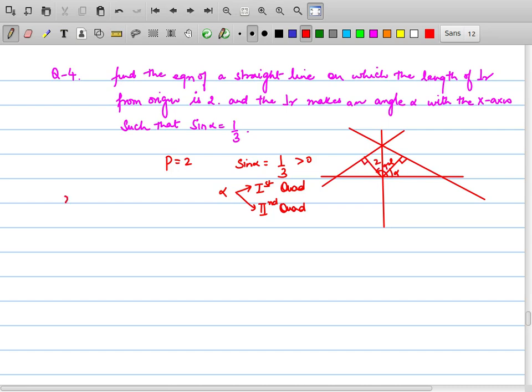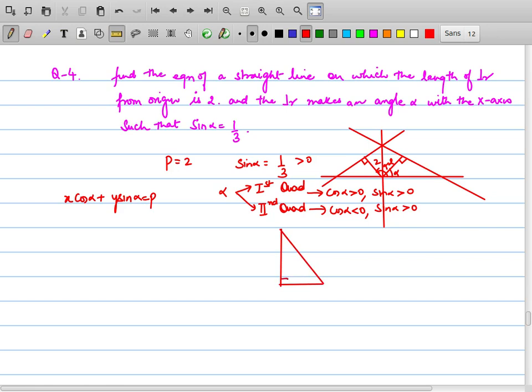The equation that we will use is x cos alpha plus y sine alpha is equal to P, but you should realize that in first quadrant the value of cos alpha will also be positive and sine alpha will also be positive. But in second quadrant, cos alpha will give you a negative output, but sine alpha will give you positive output.